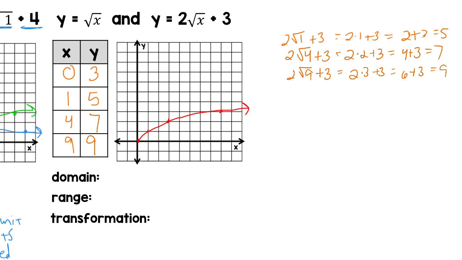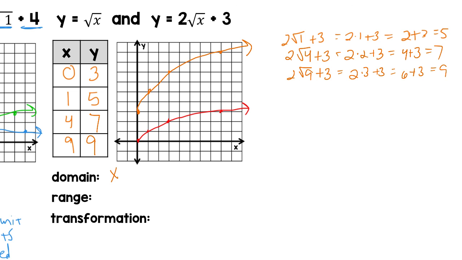Let's plot this baby. All right, we start at 0, 3, 1, 5, 4, 7, and 9. 1, 2, 3, 4, 5, 6, 7, 8, 9. Plot that curve. That looks a little bit different, huh?